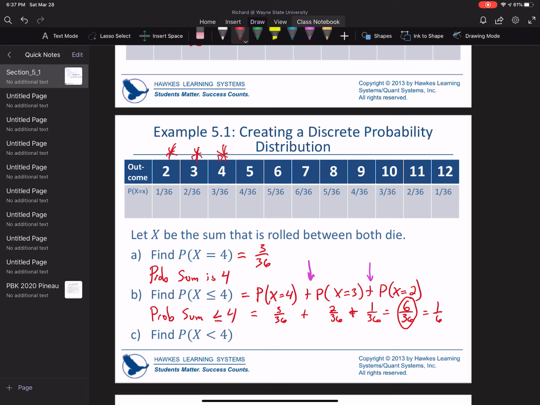Now how about letter C? What's the difference between B and C? Do you notice the inequality? In letter C it says less than 4. In letter B it said less than or equal to. So in letter C, we are not allowed to have a sum of 4. It has to only be a sum of 3 or a sum of 2. And that's going to be 3 over 36. 2 over 36 plus 1 over 36.